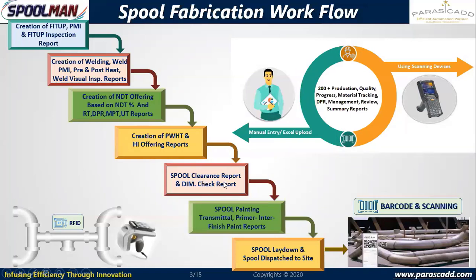And finally, it goes for spool clearance, dimensional check, and painting. In painting, we go for primer, intermediate, and finish paints. What is the DFT? That is controlled through paint masters. So for this particular paint system, what is my primer paint? What is the DFT required? What is the intermediate, whether it is a single intermediate or intermediate 1, 2, 3, what DFT is required, and what paint I'm going to use there. And then finally, the final paint along with the final paint color and overall DFT requirement. So that will be managed here.